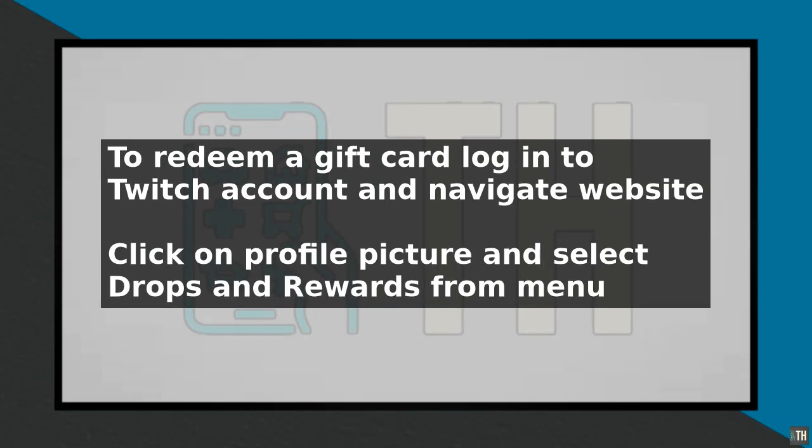The code is usually found on the back of the card or in the email if you purchased a digital gift card. After entering the code, click on Redeem and the gift card balance will be added to your Twitch account. You can then use this balance to purchase subscriptions, donate to your favorite streamers, or buy virtual items such as channel subscriptions, emotes, and cheering with bits.